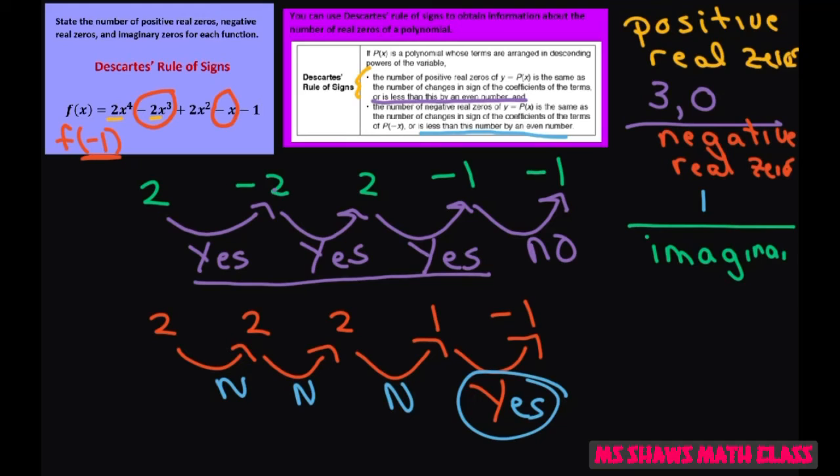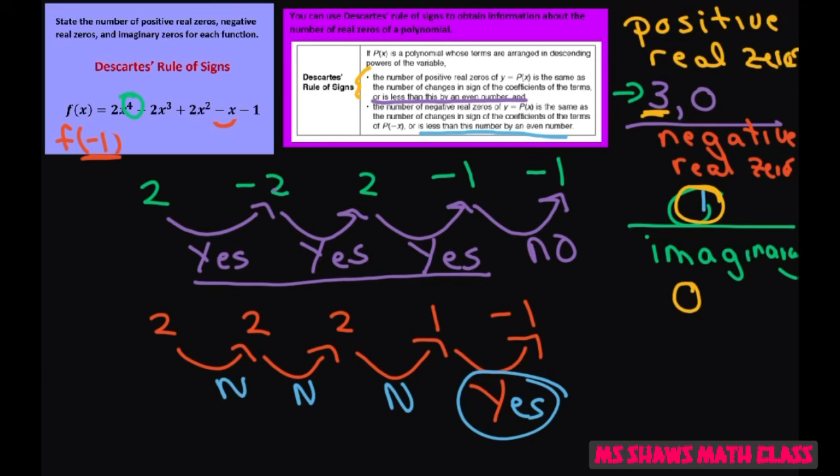Now we can determine our imaginary zeros by looking at the positive reals. We have to have 1 negative real. Our degree is 4. So for imaginary, imaginaries come in pairs of 2. So if we have 3 positive reals, then we have 0 imaginary, because 3 plus 1 equals the 4.